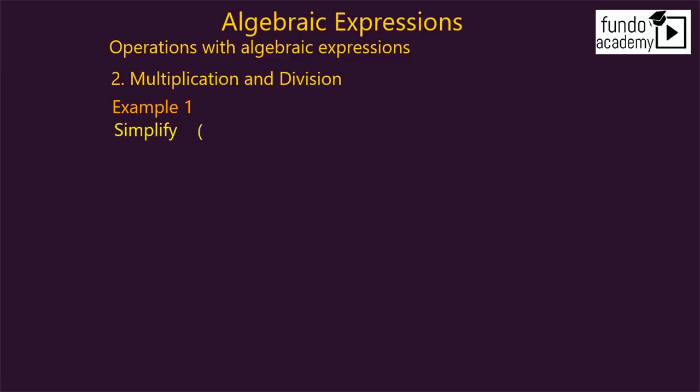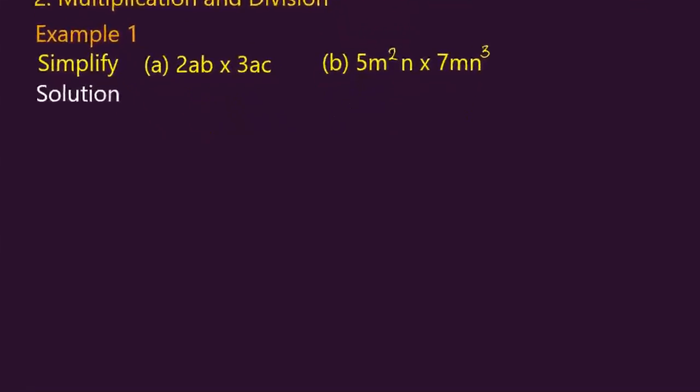So we have the question: simplify on part A the product 2ab multiplied by 3ac, and on part B we have 5m squared n multiplied by 7mn cubed. Alright, so let's move on to the solution. We just want to see how we can handle this multiplication. We start with part A.